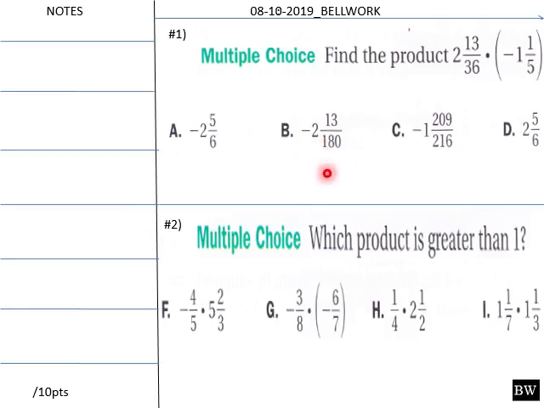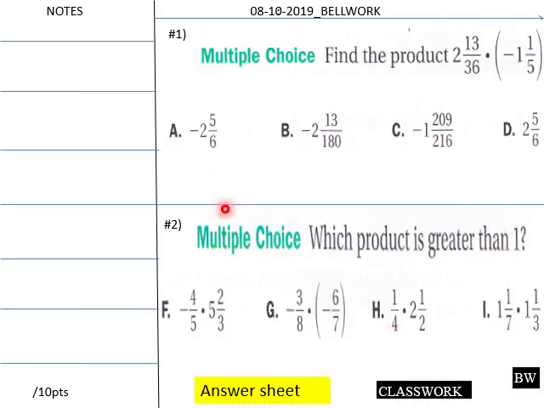Teachers, here is the bell work for today. Find a product here. Which product here is greater than 1? Teachers, give your students 5 minutes here.